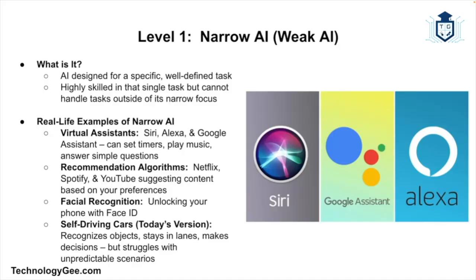And then we have self-driving cars, or at least today's versions. So most autonomous vehicles, they use narrow AI to identify objects, stay in lanes, and make decisions in real time, but they still struggle in complex, unpredictable situations.